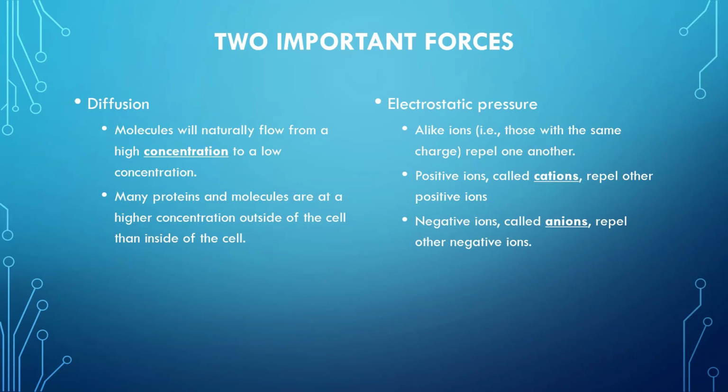This is in contrast to electrostatic pressure. Now, at first, most people tend to think of these as being incredibly similar, and what I would challenge all of you to do is to take some time to understand exactly why they are different. So in this case, alike ions. And when we say alike ions, what we mean are ions with either a positive charge or ions with a negative charge are going to want to repel each other.